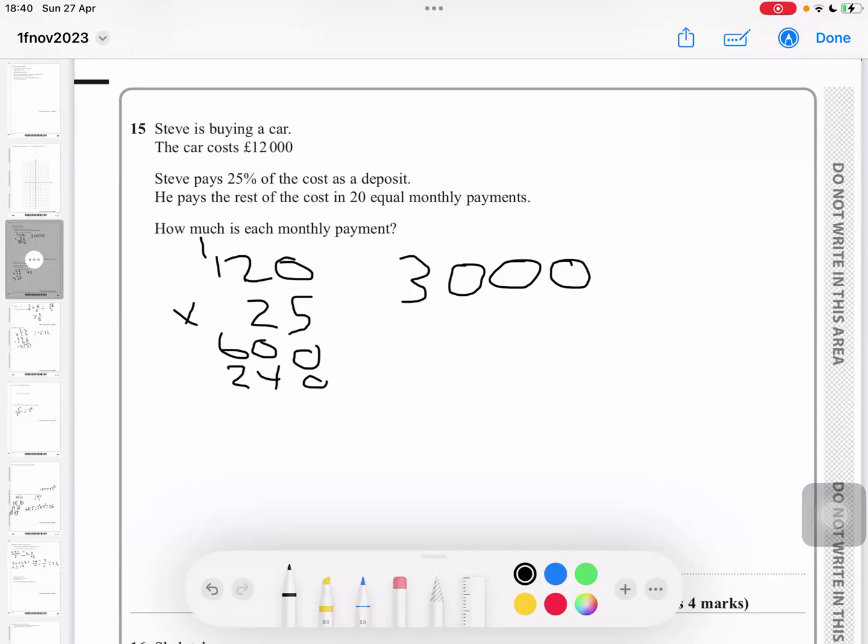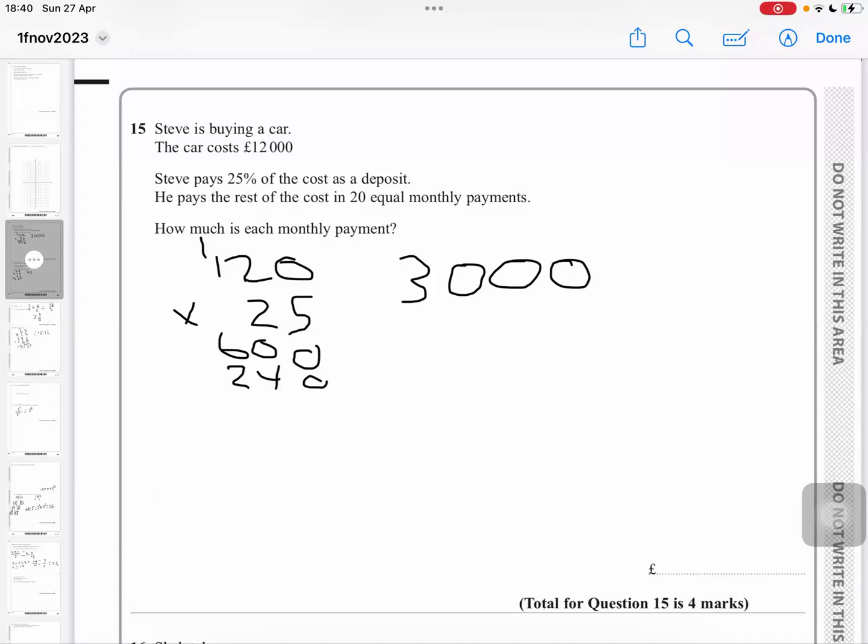What does it say? The question goes on to say, he pays the rest of the cost in 20 equal monthly payments. I think we've done a question like this. So what are we going to do? We're going to subtract 3,000 from 12,000, isn't it? Yes.